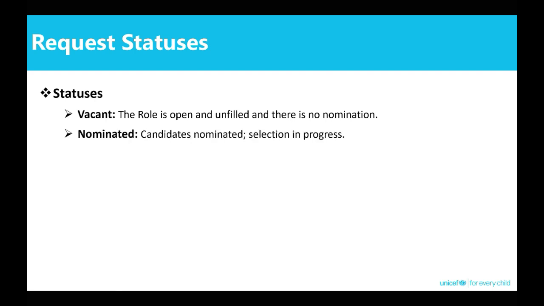Now let's introduce the nominated status. This status simply indicates that candidates have been nominated and the selection process is underway. If all nominations are eventually rejected, the status may return to vacant, or depending on the situation, it might shift to another status like abandoned, which we will cover shortly. But if a candidate is selected, the status changes to identified. Identified status indicates that a candidate has been selected and is in the onboarding process. It refers to the period after selection but before the start of the deployment.